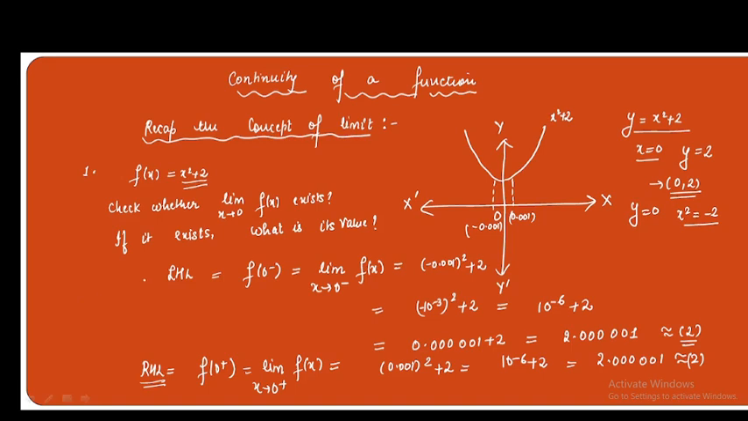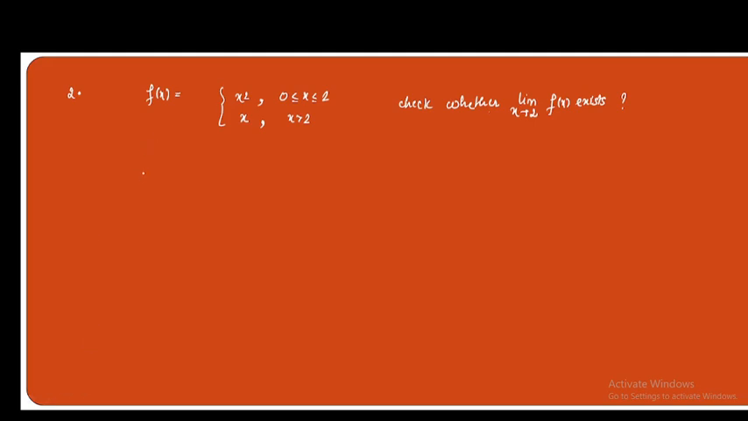So here what we observe from these two conditions is that LHL is equal to RHL, right? So in this case we say that limit x tends to 0 of f(x) exists. When the left hand limit and the right hand limit have equal value, then we say that the limit of the function exists. Got it? So this is the concept of limit. Okay, now let's take another example.